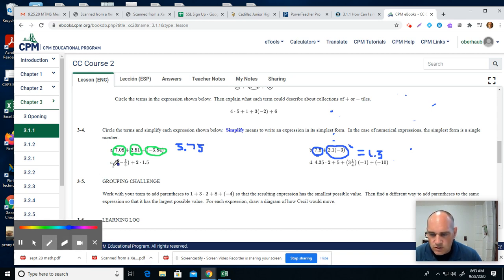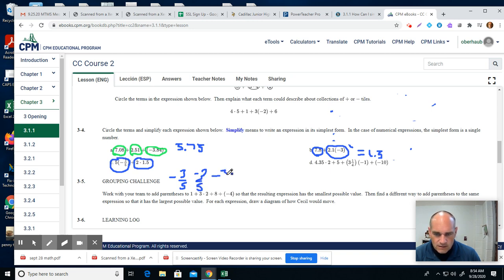Let's see. So we need to circle our terms first. So I'm going to circle this, and I'm going to circle this. So let's see. This one here, I'm going to do 5 times negative 3.5. So I'm kind of thinking this: I've got negative 3.5, and I'm going to do that 5 times. So I'm just kind of thinking of this a little differently. So that's negative 3.5. Let's see, I'm doing that 5 times. So that's 5 of those.